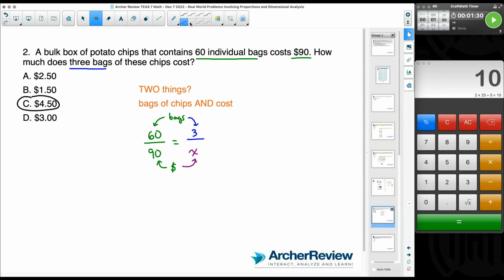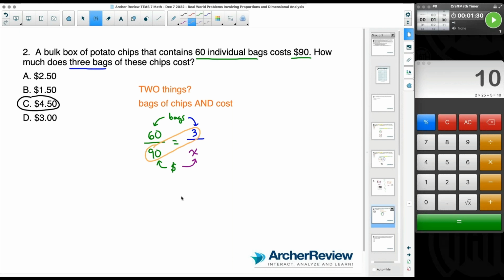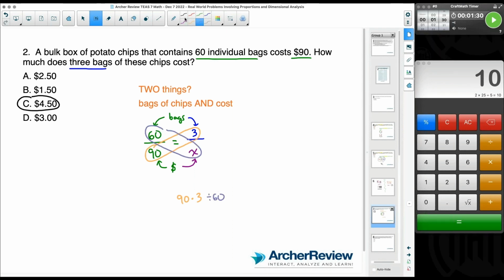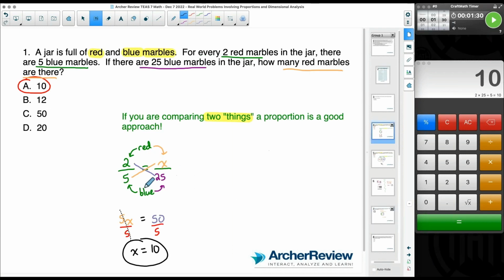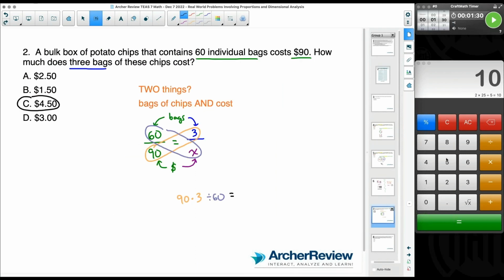Now that we have this set up, let's do it the fast way. What's the fast way? Multiply the 2 numbers that do not have the variable. 90 times 3. You don't even have to press equals. Immediately divide by 60. This is the fast way to do it. You're wasting your time if you go back and you start writing out this equation. And that's the time that you don't need to be spending on stuff like that. You need to do this the fast way to keep from running out of time. So 90 times 3 divided by 60.